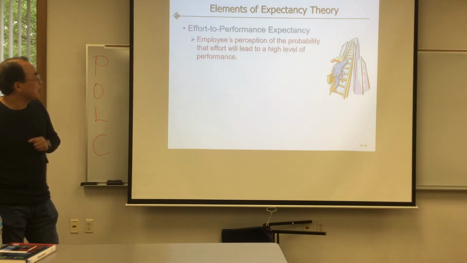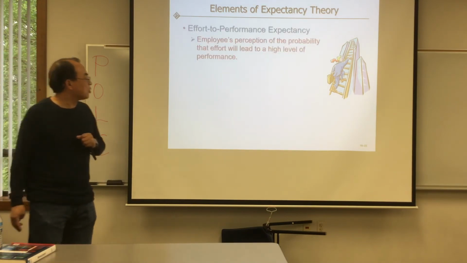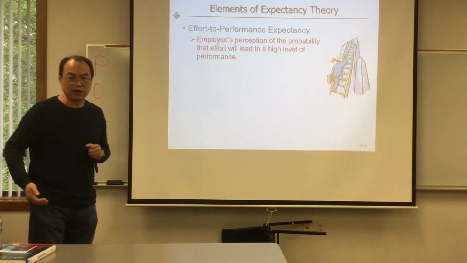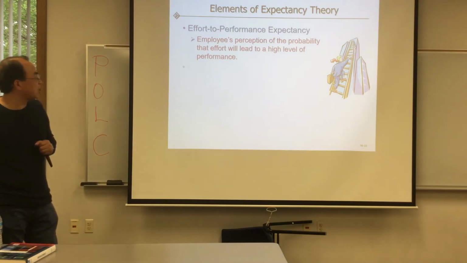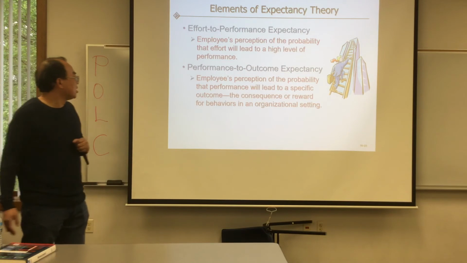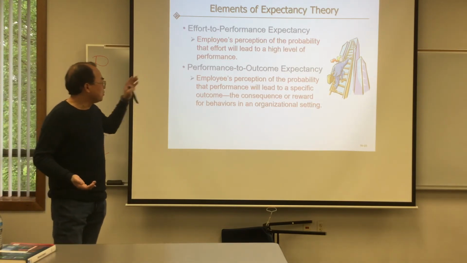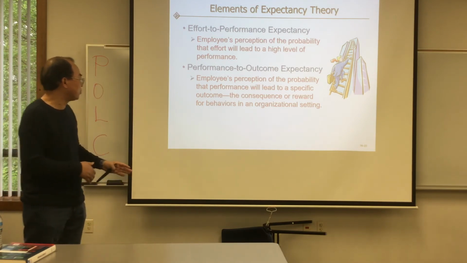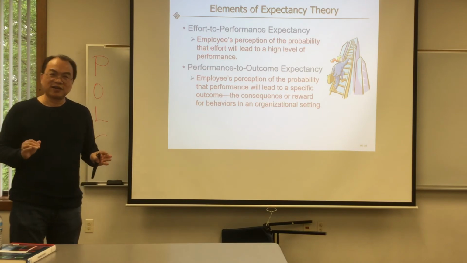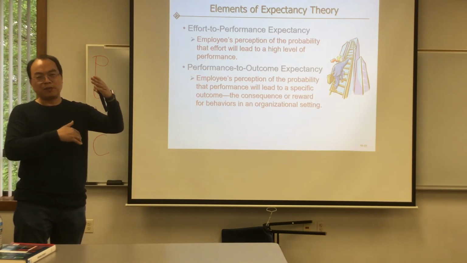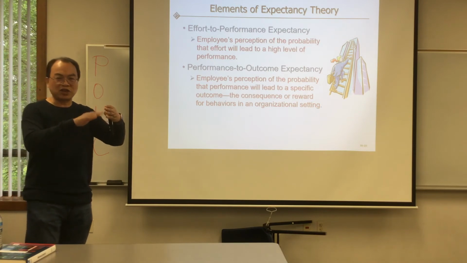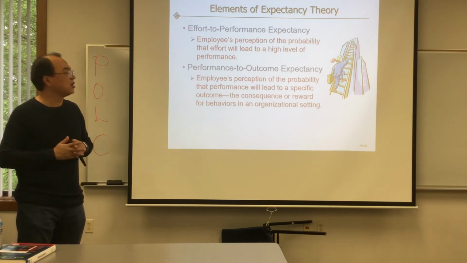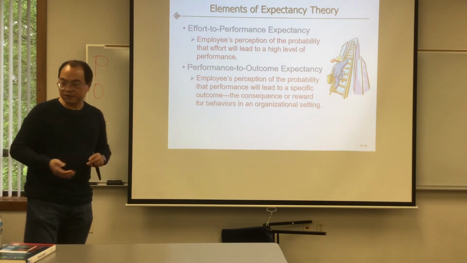But again, the next one is effort to performance, right? You've got to try. No pain, no gain, right? You want to get an A, you've got to do the A work. You can't just do B work to get an A, right? So understand, okay? But then a lot of times, there's performance to outcome expectancy: the employee's perception of the probability that performance will lead to a specific outcome, the consequences or reward for behavior in the organization, right? So you know, okay, you reach this goal, like in my company before, people on commission, when they reached this target, they knew I would honor that extra commission, right? So it's very important, okay.